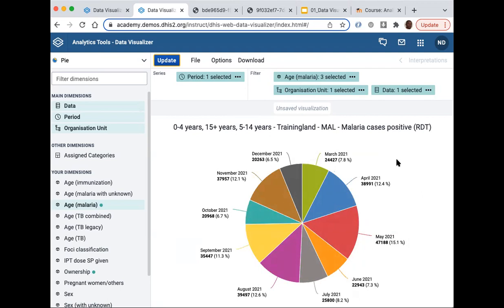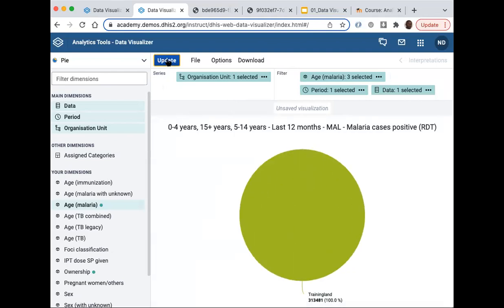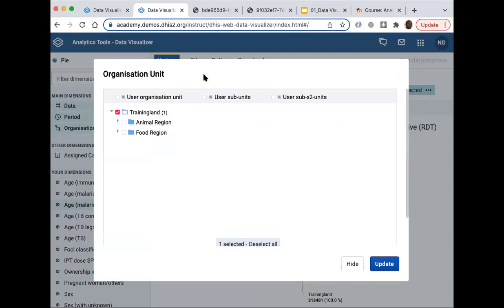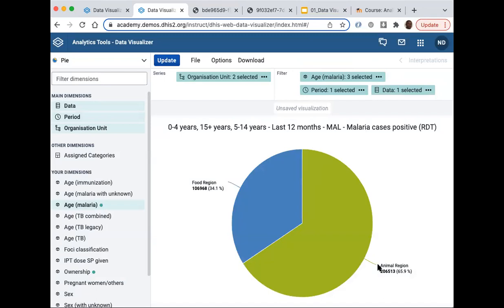And maybe you may also want to use this to compare the regions. So I can pull this back, and then I put in the region and the organization unit into the city. But when I update, it gives me a whole plan because I'm only dealing with one unit. So I may come down here and say, let me see this against that. And you can see it's in the animal region where the positive cases using LRDT were higher. No wonder the animals spread mosquitoes, so that's why it was high.